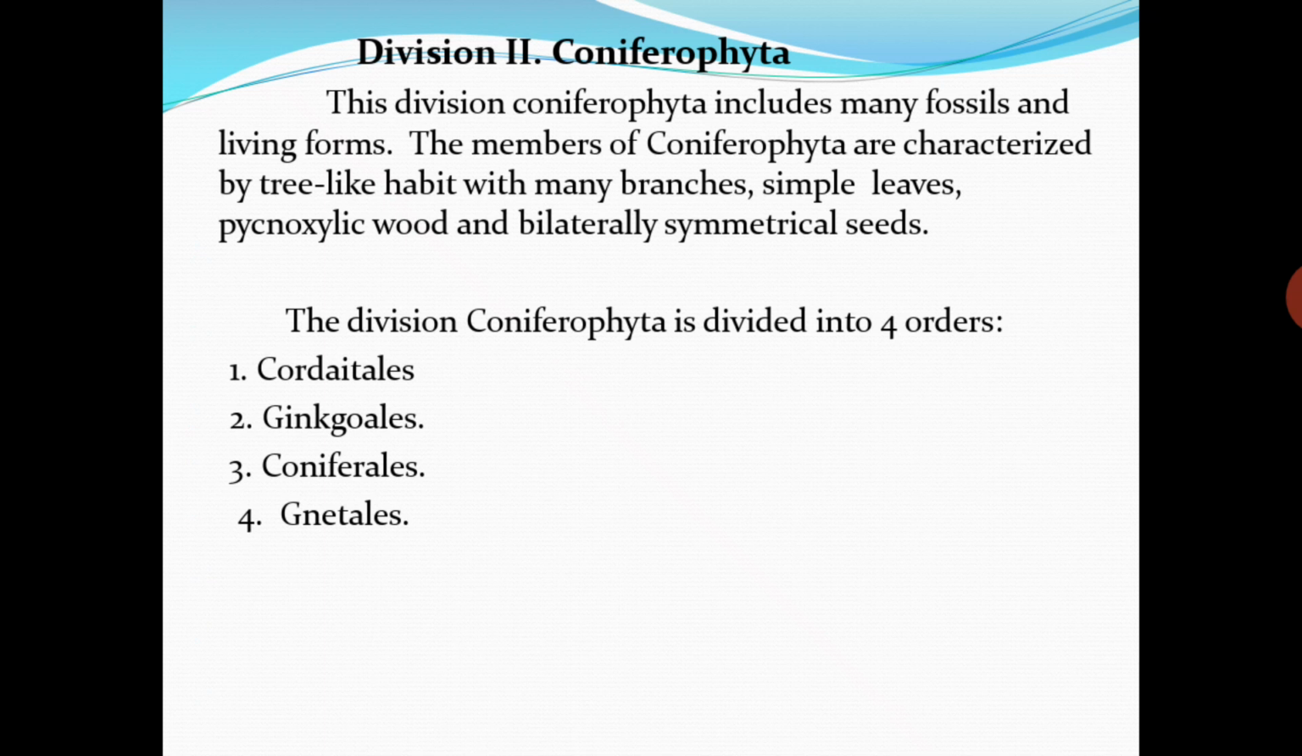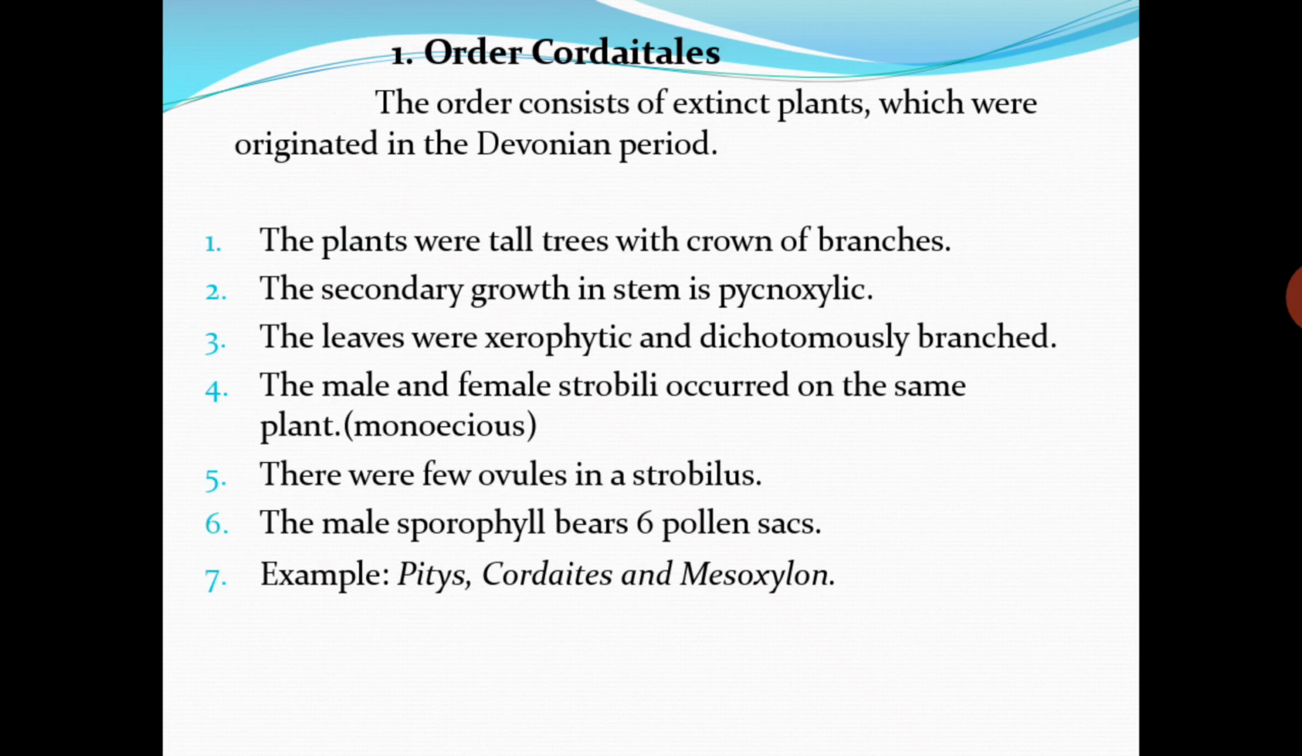So the division Coniferophyta is again divided into 4 orders: Cordaitales, Ginkgoales, Coniferales and Gnetales. So first order is Cordaitales, and it is a fossil extinct plant which originated in the Devonian period. The plants were tall trees with a crown of branches. So here branches are crown-like, and it is a tall tree.